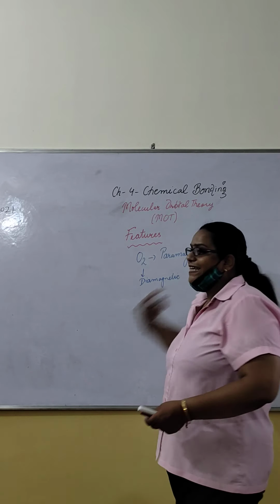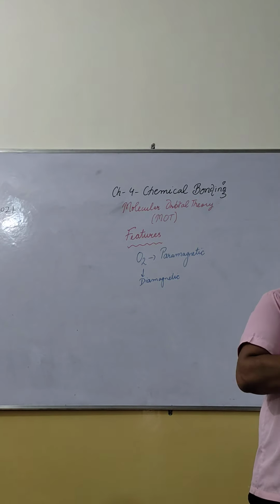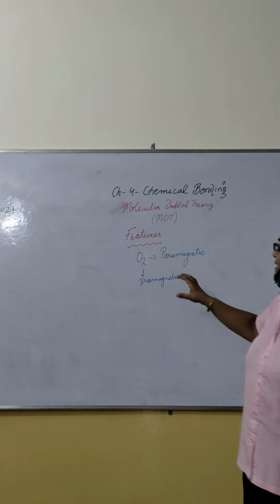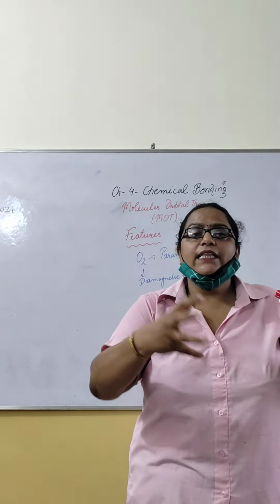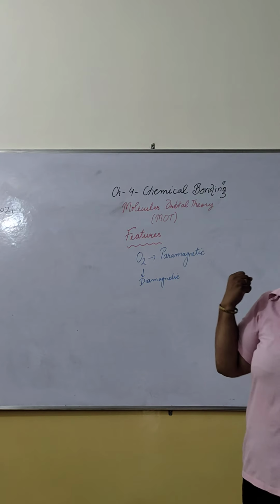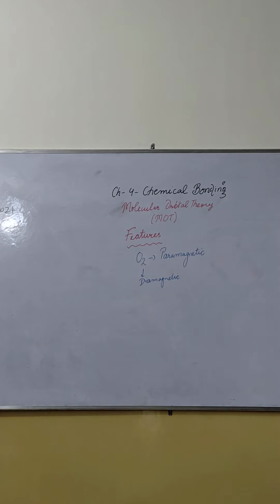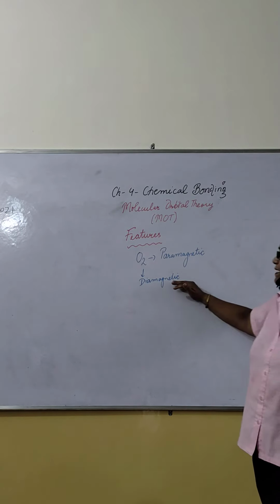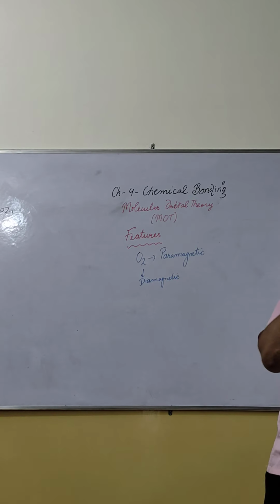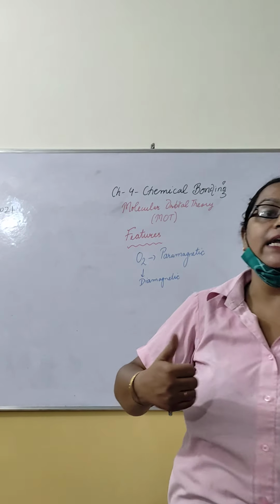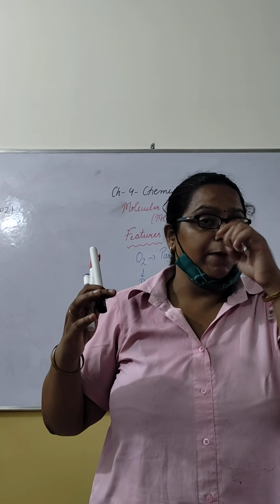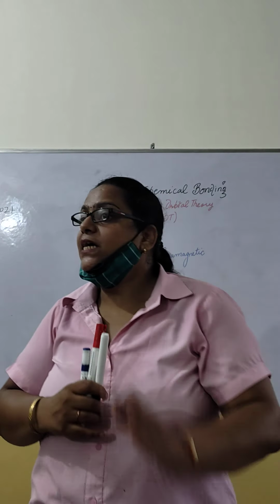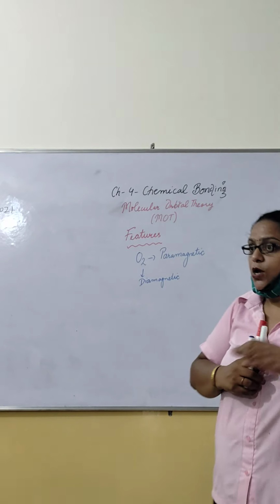but actually it is paramagnetic, which means when we keep them in a magnetic field, they will be attracted towards it due to the presence of unpaired electrons. Diamagnetic means they will not be attracted in a magnetic field. They will be repelled by the magnetic field because of the presence of paired electrons.